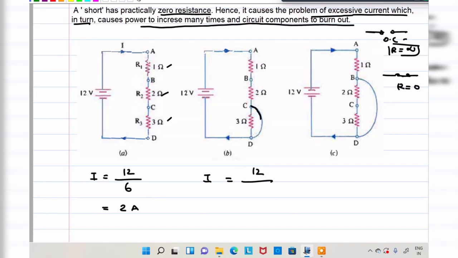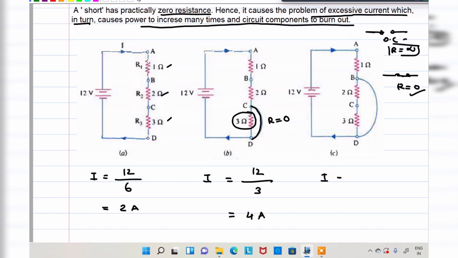In case it is short circuited, as I just mentioned, the short circuit resistance is equal to 0. That means the 3 ohm resistance is neglected. Resistance is equal to 0. So what about the total resistance now? 1 plus 2 plus 0. That will be 3, and the current is 4 amperes.